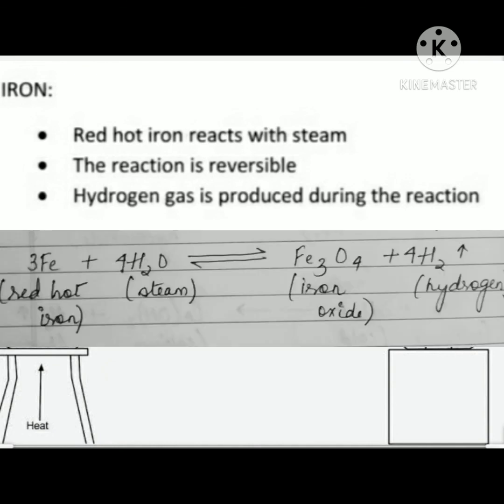Let's see the equation now. Fe, that is iron, reacts with H2O, that is water, in the form of steam. Look at the arrow. It is a double arrow. Double arrow indicates it is a reversible reaction. That means you can get back the original substance, to produce Fe3O4, that is iron oxide, plus H2, hydrogen. Upward arrow to indicate it is a gas. So of all the reactions that we have done till now, only the reaction of iron with steam is a reversible reaction.